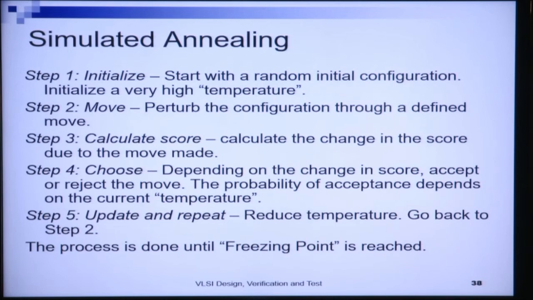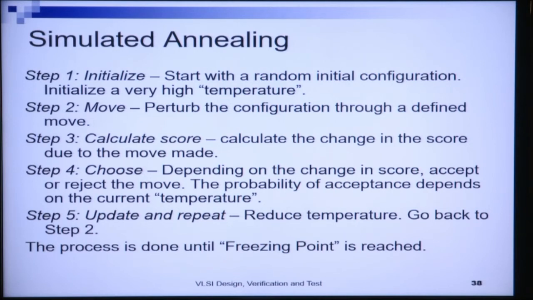So we start with a random initial configuration and initialize it to a very high temperature, and then we perturb the configuration through a defined move. Perturbing means I make a move, either a merge or a split, randomly. So that is what I mean by perturb. Then we calculate the change in score. For us, the score is the cost. So the area cost of the solution is our score. We calculate the change in area cost or score due to the move made.